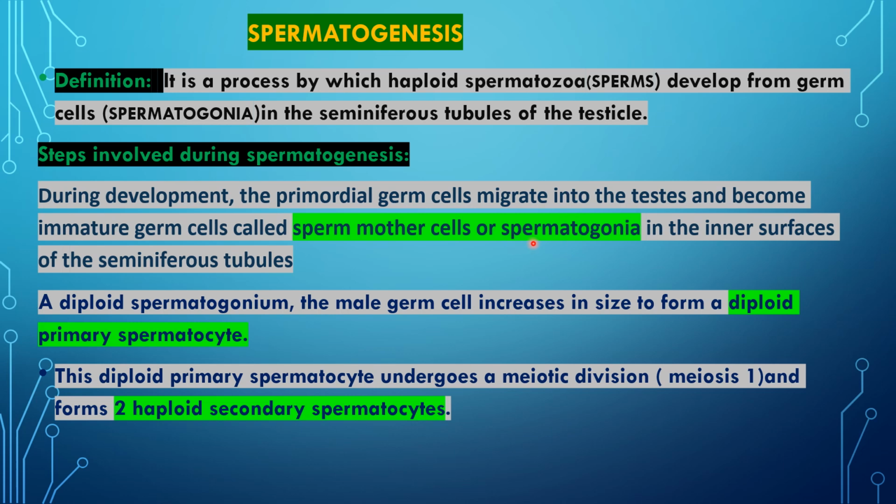First, the process begins with the spermatogonia, which undergoes mitosis and produces primary spermatocytes, diploid primary spermatocytes. These diploid primary spermatocytes further undergo meiotic division, which you call meiosis 1, that is reduction division, where the diploid primary spermatocyte produces two haploid secondary spermatocytes. So the ploidy of primary spermatocyte and spermatogonia is diploid, whereas secondary spermatocytes are haploid.